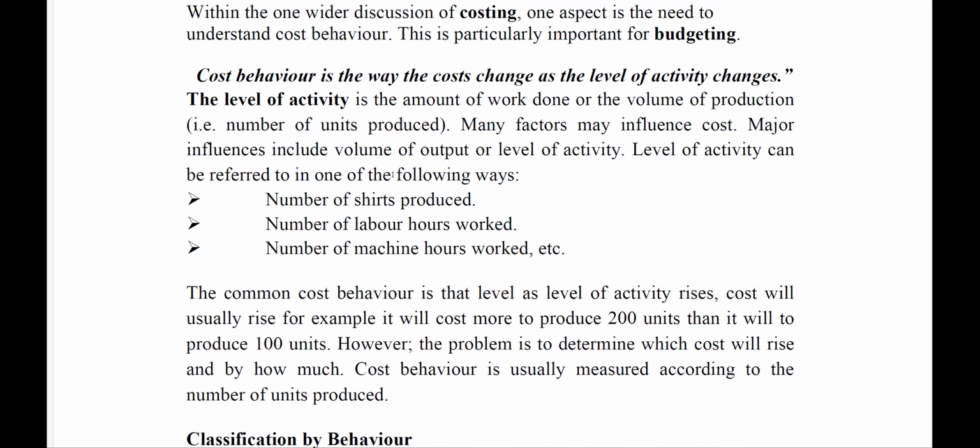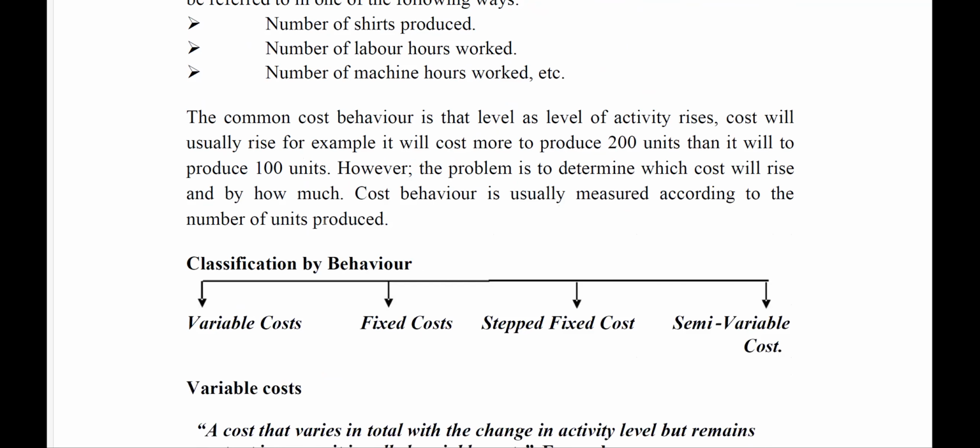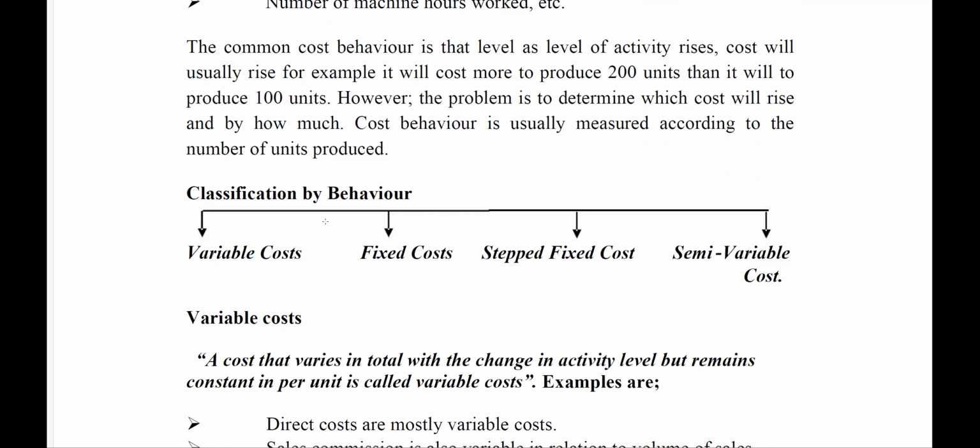Now, major influences include the volume of output or the level of activity. The more you produce, the more cost you should incur. Level of activity can be referred to in one of the following ways: the number of shirts produced, the number of labor hours worked, the number of machine hours worked. All this translates to the level of activity, and the level of activity influences what you do. If I'm running a school, then the number of students is my level of activity.